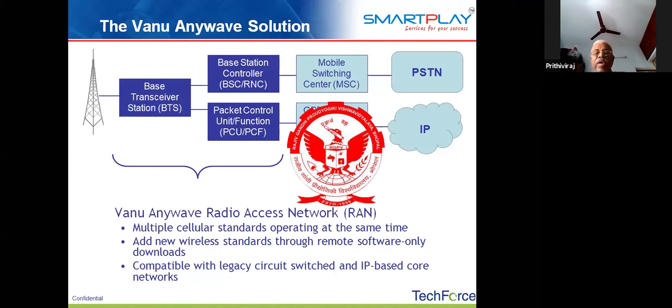So the VANU AnyWave radio access network covers multiple cellular standards operating at the same time. That is very important. And add new wireless standards through remote software downloads only. One need not go to the site. This is a big advantage, a great advantage of software-defined radio. You don't have to visit the field premises. From a remote point, you could access that software. This is a great attribute because these were two different families, the circuit switch network and the packet switch network. Here then, VANU AnyWave, that's how he derived this word itself, is compatible with legacy circuit switch as well as IP-based core networks. Next slide.